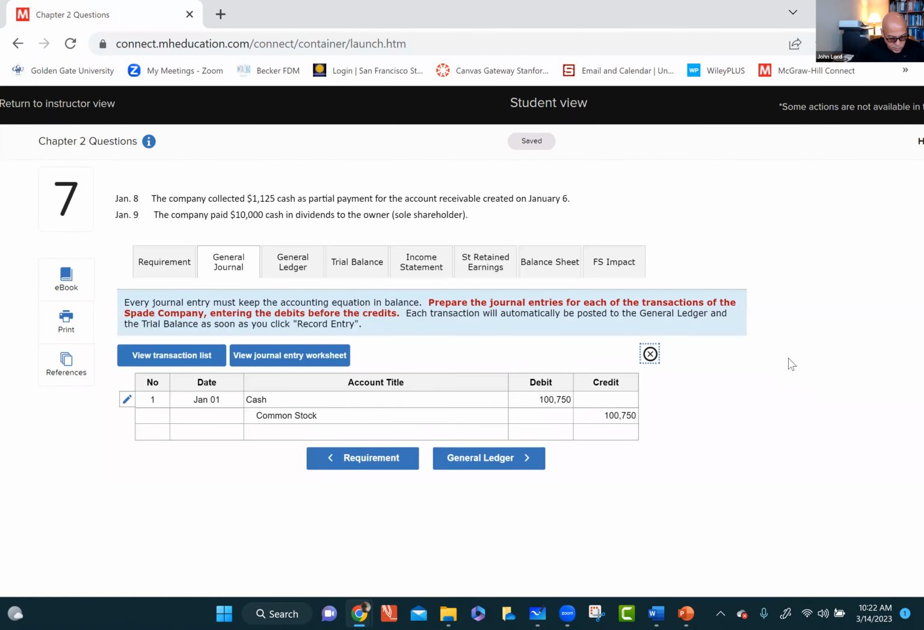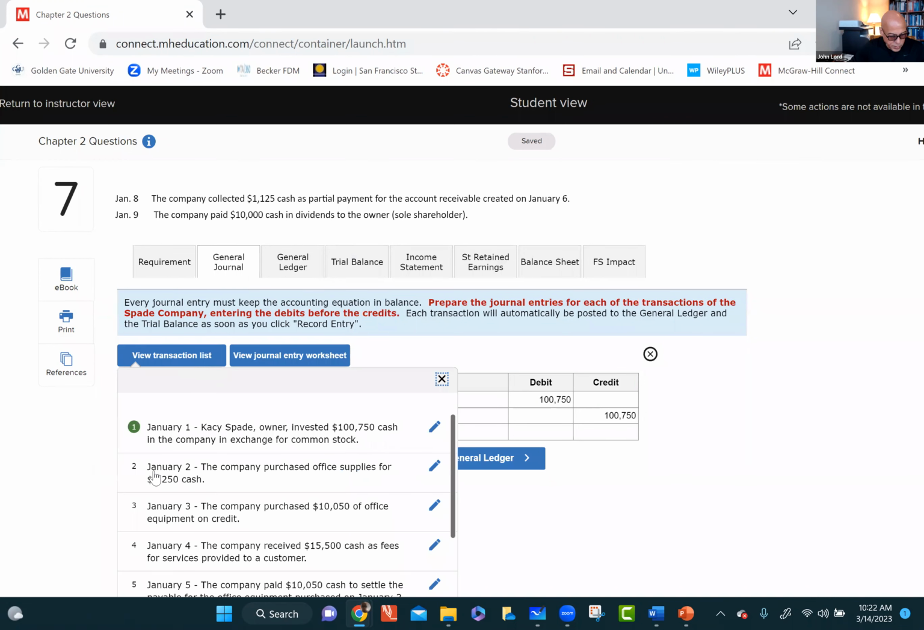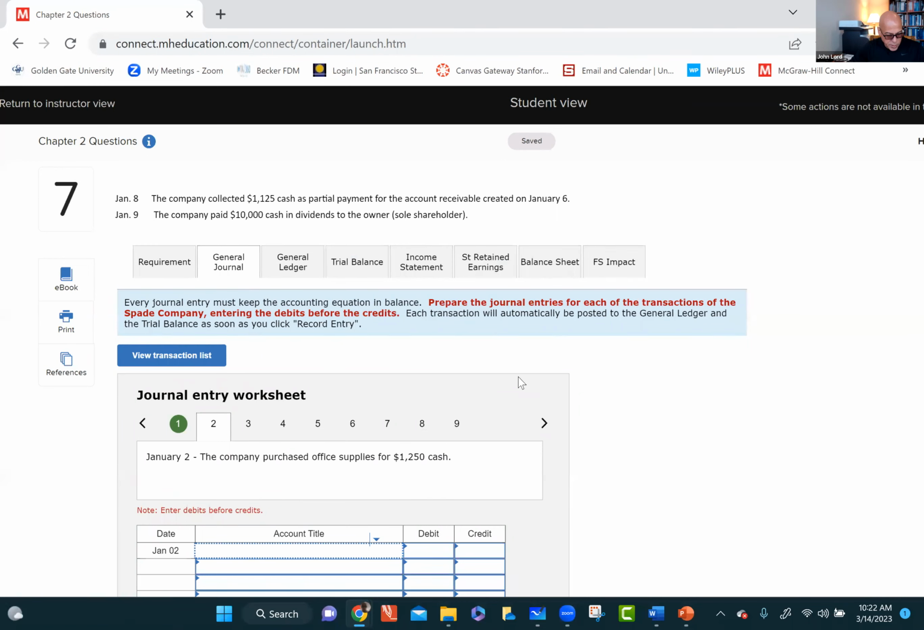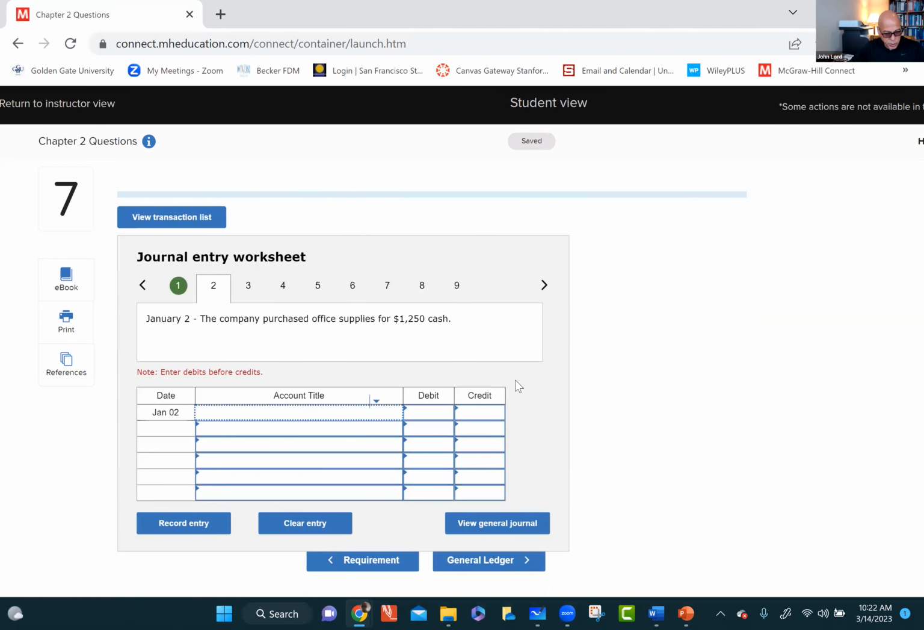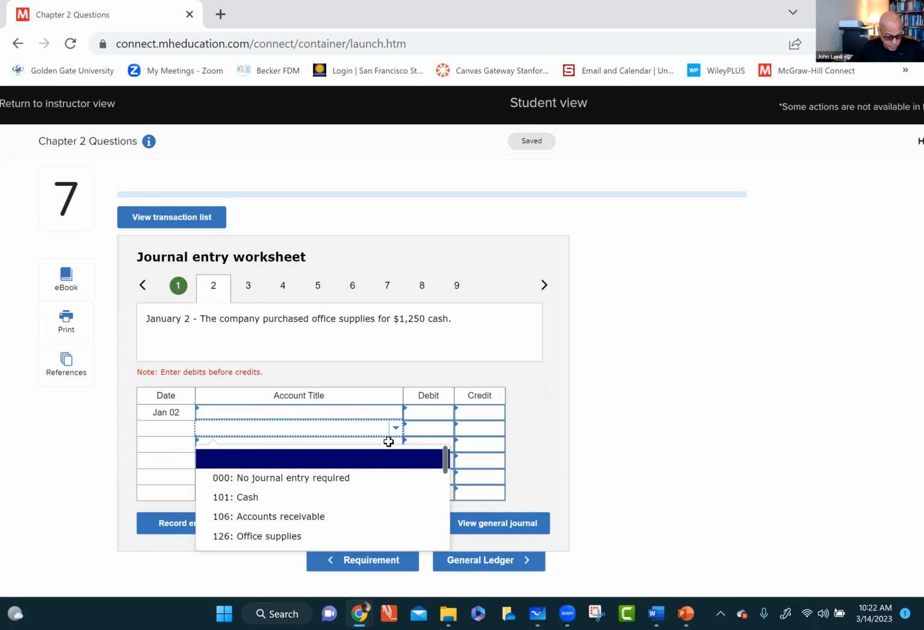Where's that? Where's my transaction, view transaction list? And let me look at transaction number 2. They said the company purchased office supplies for cash. If I purchase office supplies, what journal entry should I make? Debit to supplies. Good, excellent. I'm going to debit my supplies. There it is, office supplies.